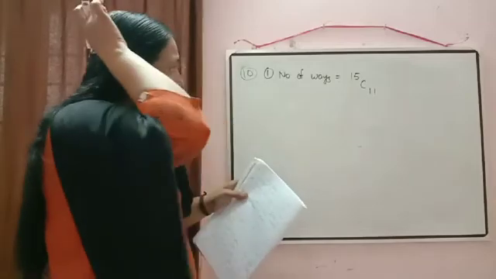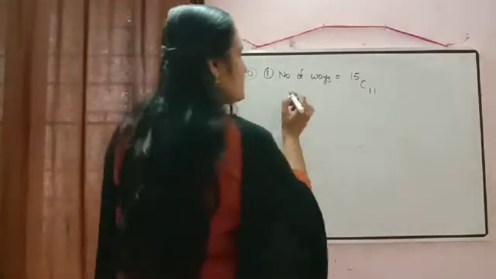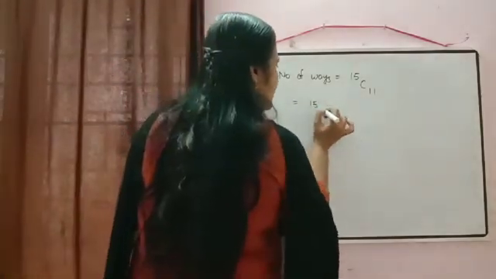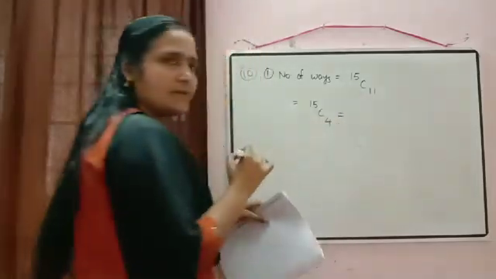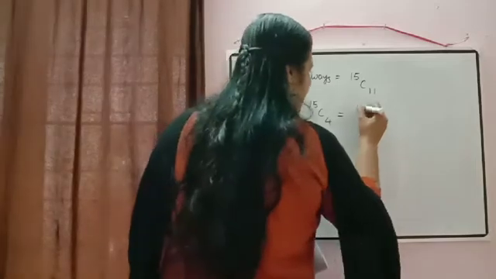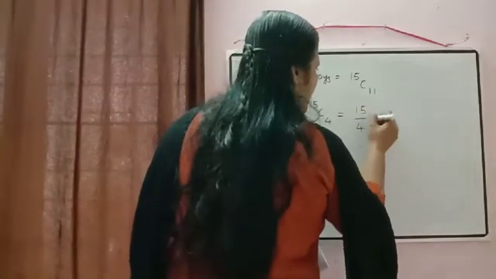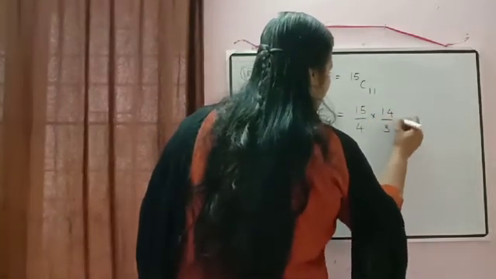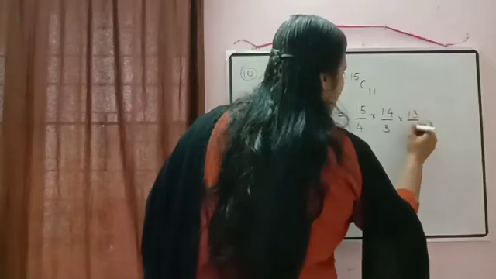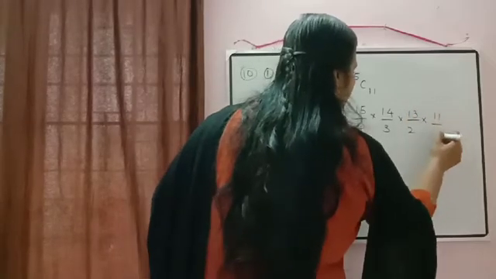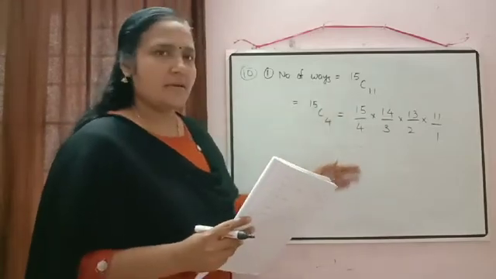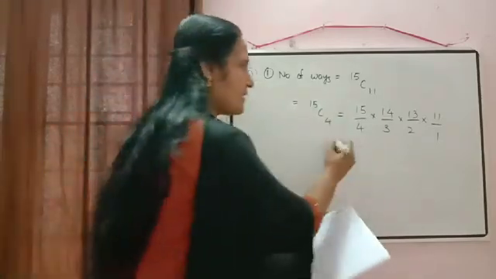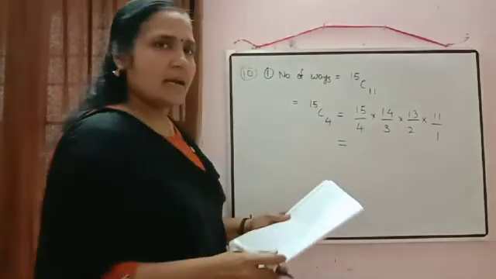Just to check, 11 is greater here, so we can use the property. It can be written as 15C(15 minus 11), so that will be equal to 15C4. Now it will be equal to 15 by 4 into 14 by 3 into 13 by 2 into 11 by 1. Now these calculations I think you can do by yourself. Just check what the multiplication will come to.